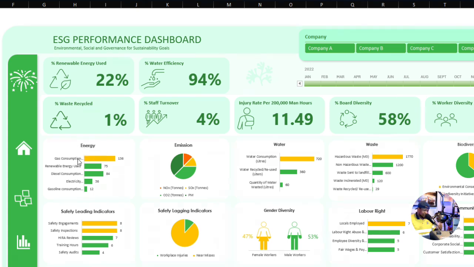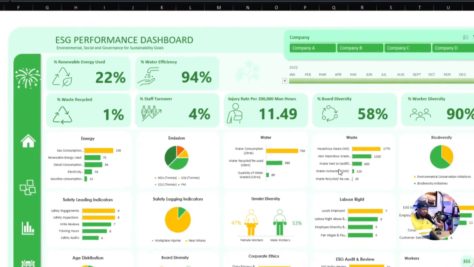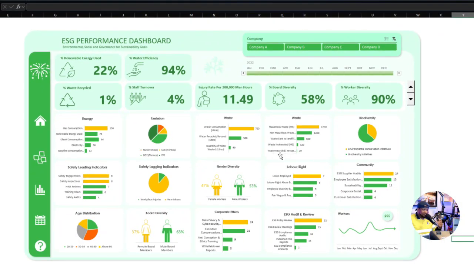So we are looking at energy, the various types of energy, emissions, the various types of emissions, and water, the various parameters: water consumption, water recycled and reused, and quantity of water that has been wasted. For the waste part, we're looking at hazardous, non-hazardous, waste that has been sent to landfill, waste that has been incinerated, and waste that has been recycled. We're looking at biodiversity, safety leading indicators, safety lagging indicators, gender diversity, labor rights, commitment to the community. And then over here is age distribution, board diversity, corporate ethics, ESG performance, leadership and review. I think I need to change that, and workers. So that is pretty much what it is with this dashboard.